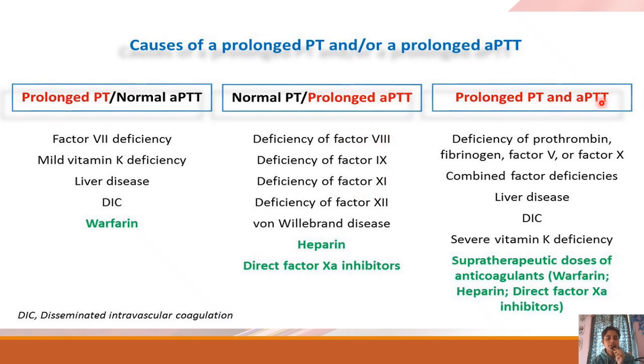And if prolonged PT and APTT is there, it means some liver disease or deficiency of common factors like factor 5, factor 10, prothrombin or fibrinogen. So these are involved in the common pathway of the coagulation cascade, so it can cause prolongation of both. Severe vitamin K deficiency, or supratherapeutic doses of anticoagulants like heparin or warfarin, if you are giving an overdose, can also cause prolongation of both PT and APTT.